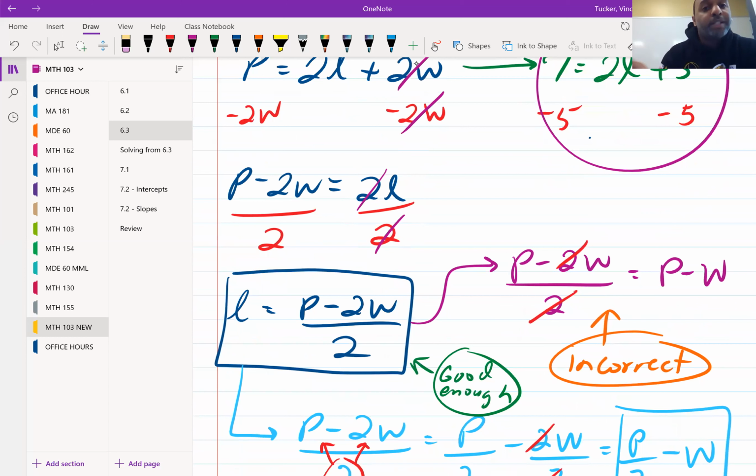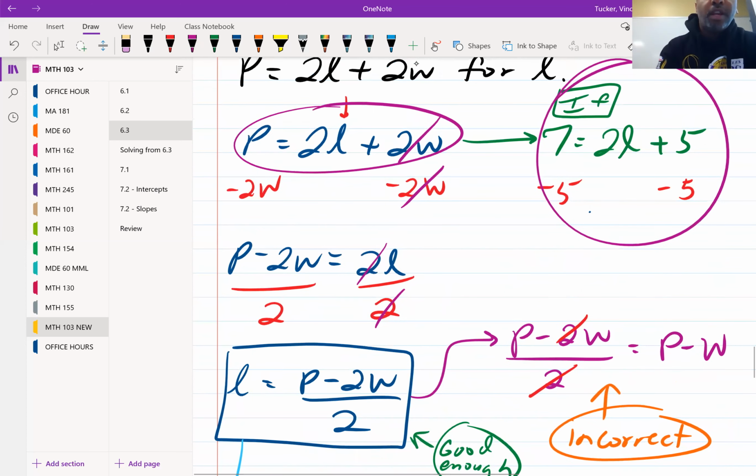Whatever you do to one side of the equation, you have to do to the other side in order to keep your equivalence. Your equation is separated by the equal sign, so whatever you do to the right side of the equal sign, you have to do to the left side. What you're presented initially is what prompts you in what direction you will move.